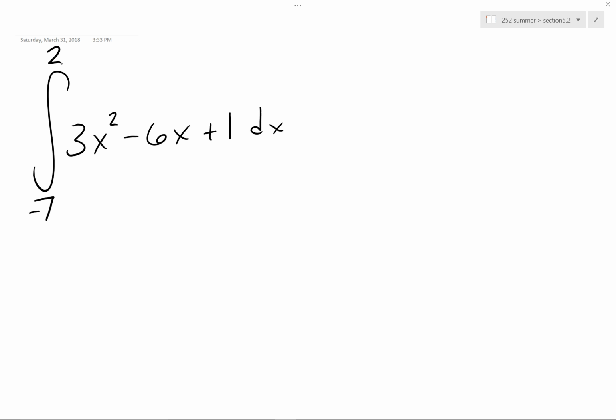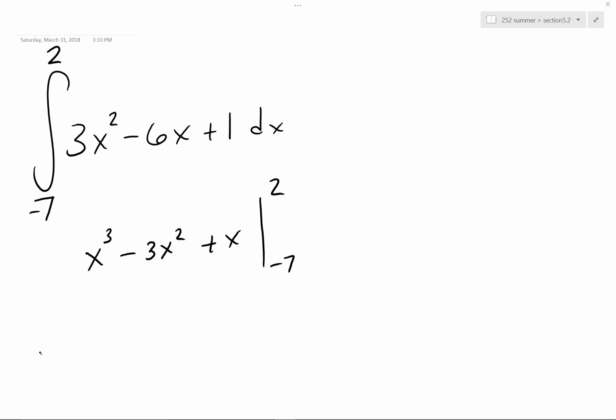Okay? Here's a question. Let's try this one here. The integral of 3x to the second minus 6x plus 1 dx. You will notice that when I take the antiderivative, I'm just going to end up with this minus this plus this. Notice that I did not write plus c. Some people are weirded out by that. You shouldn't be weirded out by that. Because what's going to end up happening is I'm going to then evaluate it from -7 to 2.